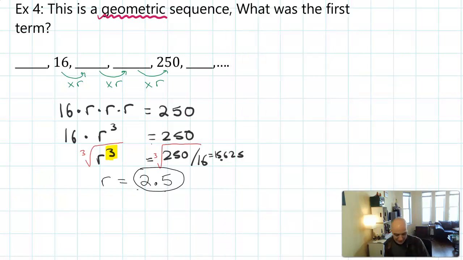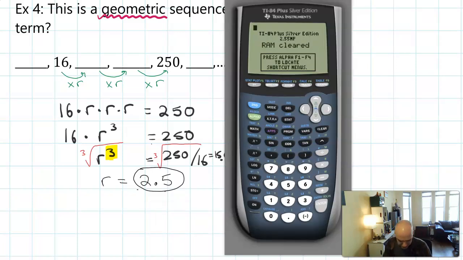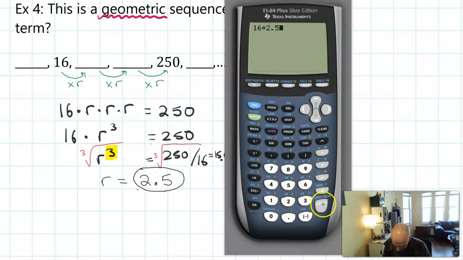Okay, well, I've circled that, but is that my answer? No, because I was asked what was the first term. Well, why don't I actually check that this ratio is good, right? We've been talking about how to check your answer. Well, one way to check that this worked is you can do 16 times 2.5 and see what you get.